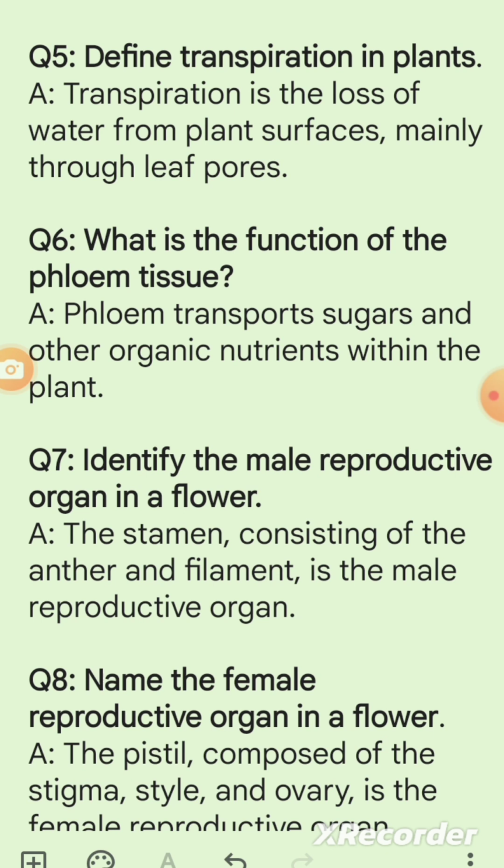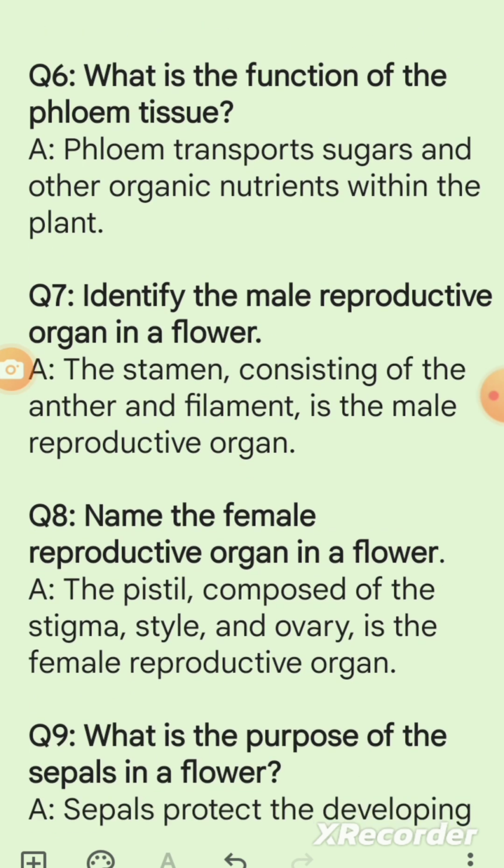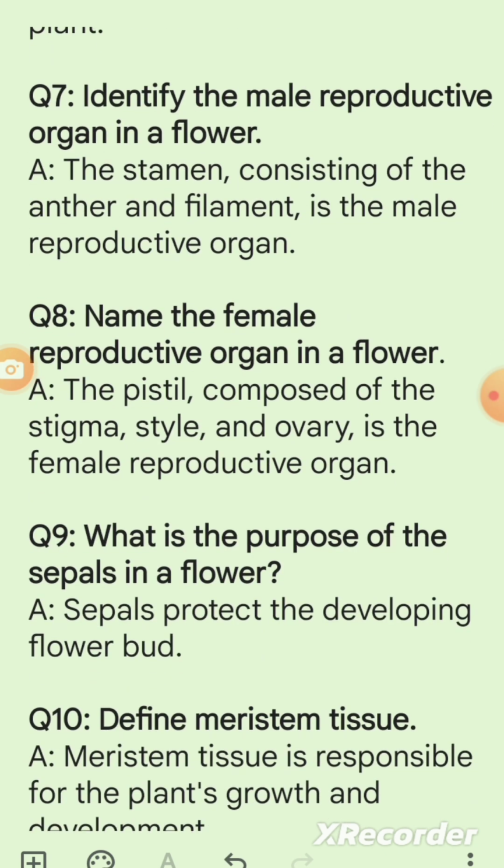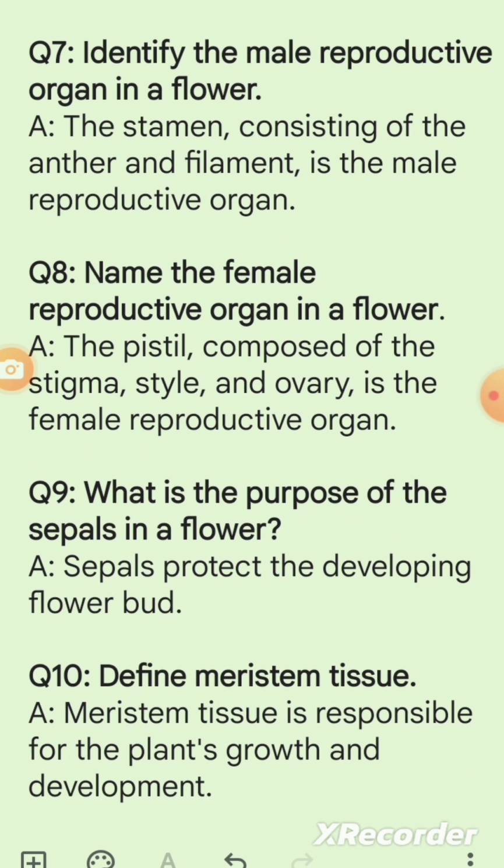Q7. Identify the male reproductive organ in a flower. A. The stamen, consisting of the anther and filament, is the male reproductive organ. Q8. Name the female reproductive organ in a flower. A. The pistil, composed of the stigma, style, and ovary, is the female reproductive organ.